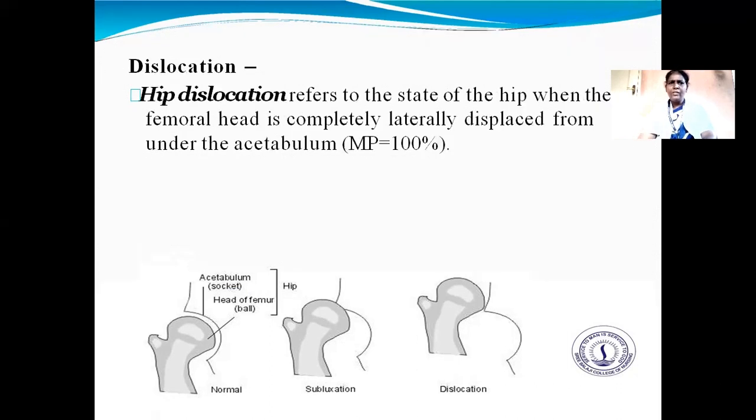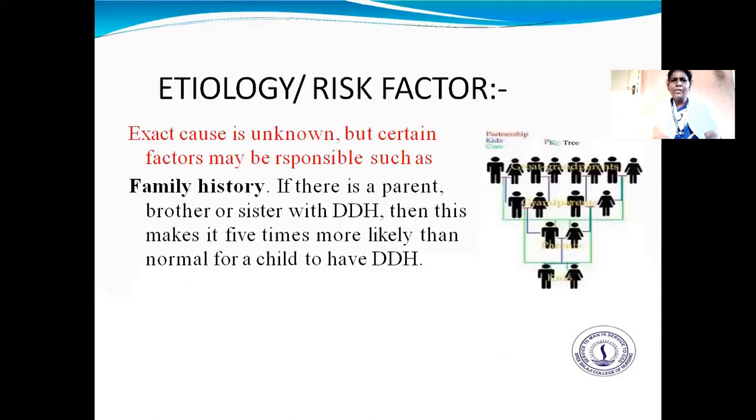Then the third degree is the dislocation. That is, hip dislocation refers to the state of the hip when the femoral head is completely laterally displaced from under the acetabulum. That is, 100% will be displaced. This is about the degrees of developmental dysplasia of hip.